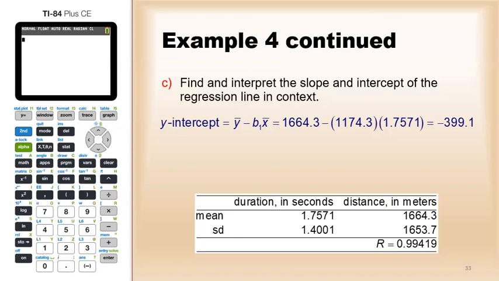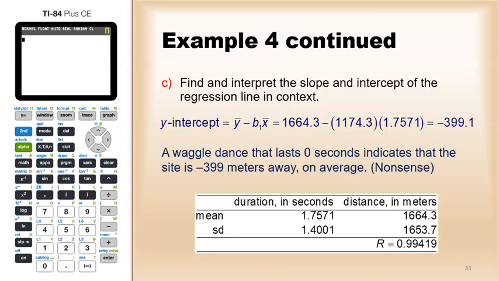So what does this tell me? Well, if the waggle dance lasted 0 seconds, that indicates the site would be negative 399 meters away on average. Well, waggle dances don't last 0 seconds, so this is pretty much just nonsense. Obviously, distances aren't negative.